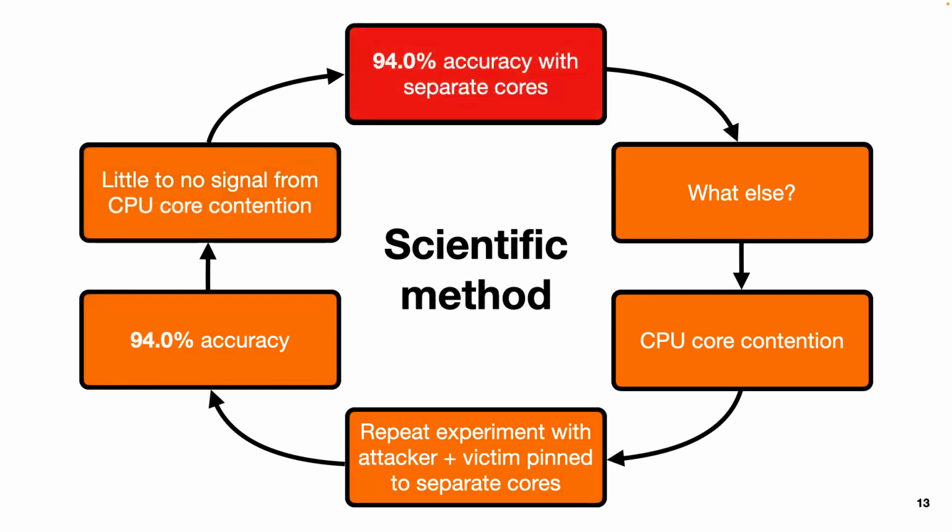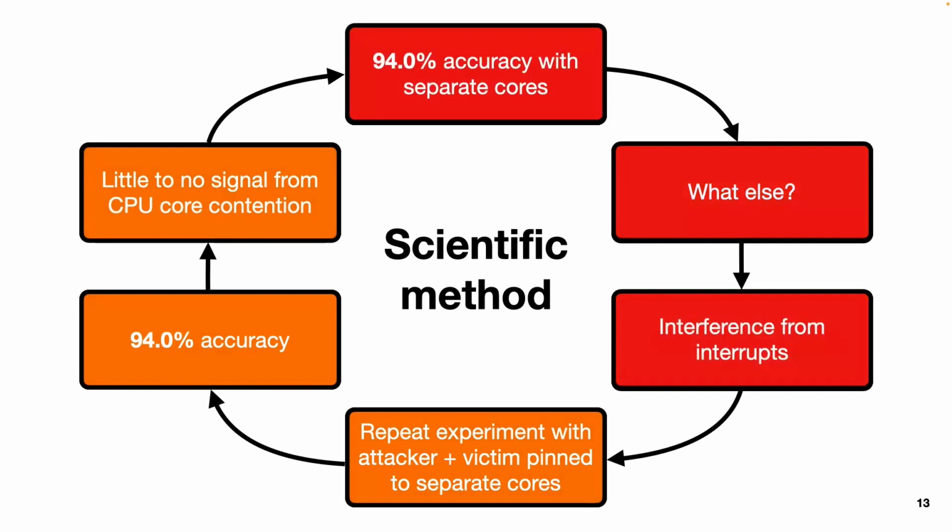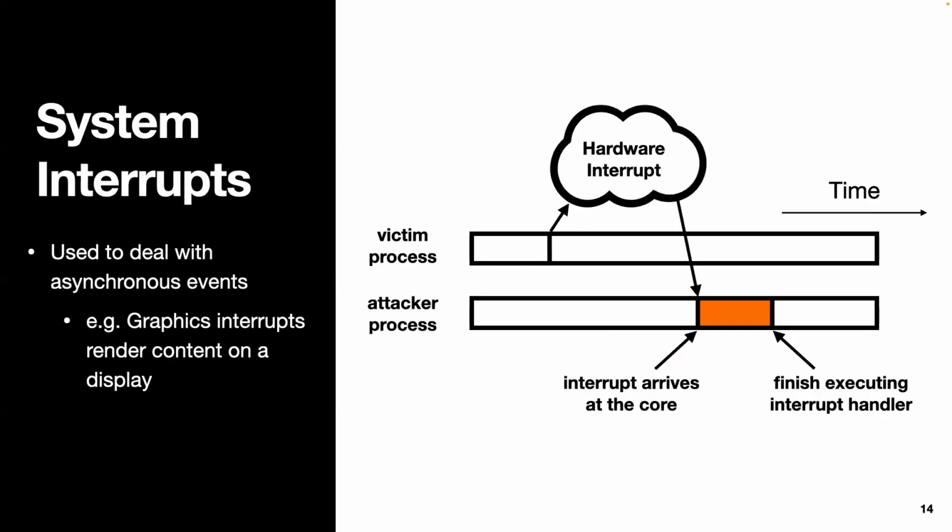One more time, 94% accuracy. What else could cause it to change? Interference from system interrupts. This might not be intuitive at first, so let's talk about why we reached this hypothesis. System interrupts are used on every computer to deal with asynchronous events, oftentimes from hardware devices. For example, your computer uses graphics interrupts to render content on the display. Basically, what we thought was happening was when the victim process was loading this website, it was triggering a bunch of interrupts, to download network content, to display stuff on the page, to schedule, browsers like scheduling all that stuff. And then these interrupts are ultimately processed on the attacker's core.